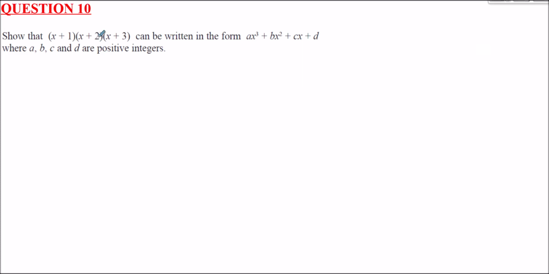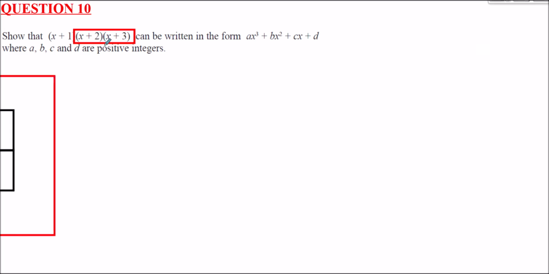You can only expand two brackets at once. My suggestion is you work from the outside in. So expand these last two brackets first, then after that we're going to multiply by the first bracket, x plus 1. So just focusing in on these last two here, x plus 2, x plus 3. Expand these using FOIL or the box method, whichever you prefer. I prefer the box personally.